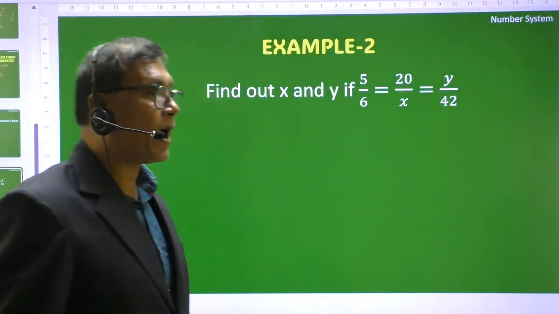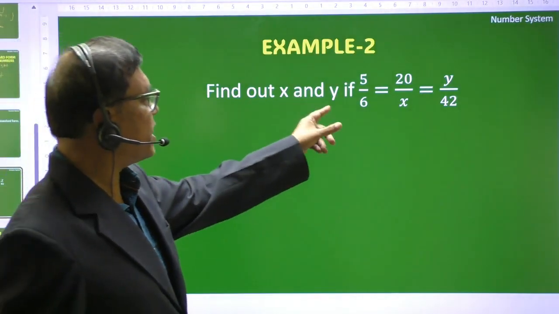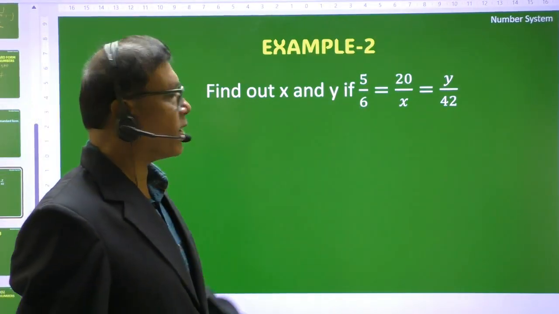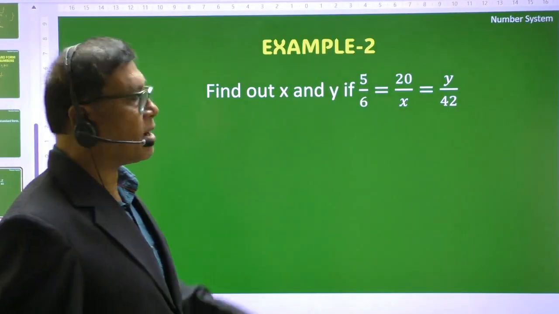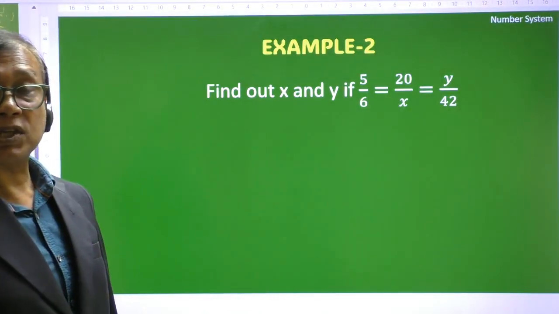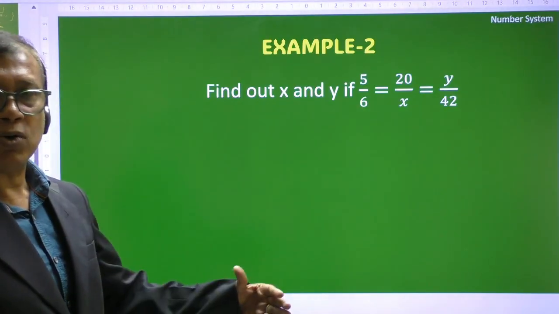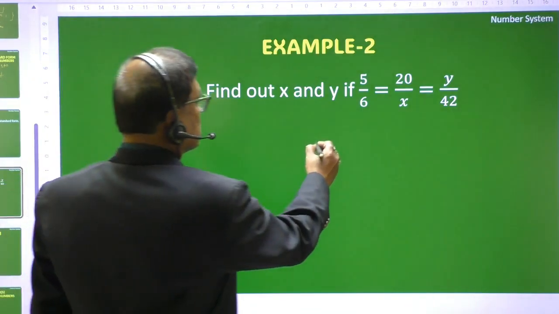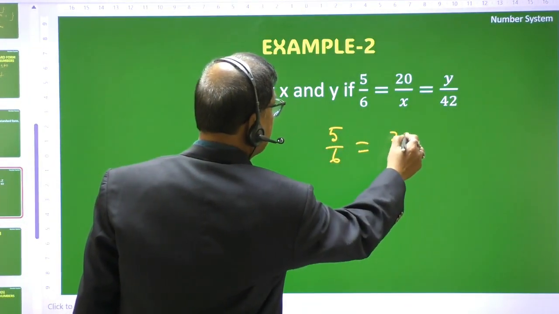Now example 2. Find out x and y if 5 by 6 equals 20 by x equals y by 42. So we can solve this sum using the concept of equivalent rational numbers. Just now we have learned it. Yes or no? So 5 by 6 equals 20 upon x.